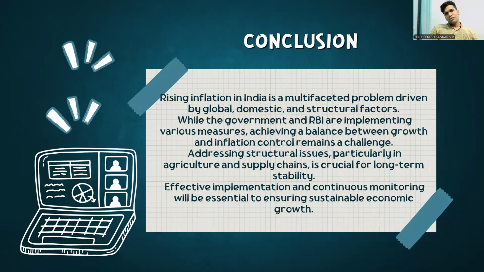Now, coming to the conclusion. As we have discussed, rising inflation in India is a multifaceted problem, driven by global, domestic, and structural factors. While the government and RBI are implementing various measures, achieving a balance between growth and inflation control remains a challenge. Addressing structural issues, particularly in agriculture and supply chains, is crucial for long-term stability. Effective implementation and continuous monitoring will be essential to ensuring sustainable economic growth. Thank you.